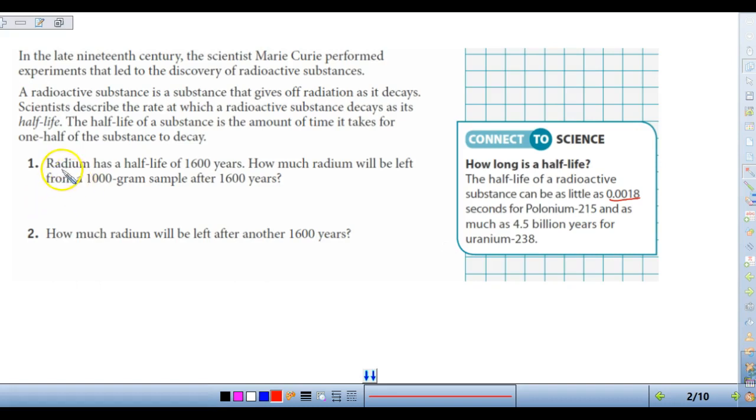So first question, we're going to look at radium. Radium has a half-life of 1600 years. So how much radium will be left from a 1,000 gram sample after 1600 years? Well, 1600 years is its half-life, so it will decay by half. So after 1600 years, you would have 500 grams left. And then how much radium will be left after another 1600 years? Well, cuts in half, so you'd have 250 grams after another 1600 years. So it's decaying very slowly.